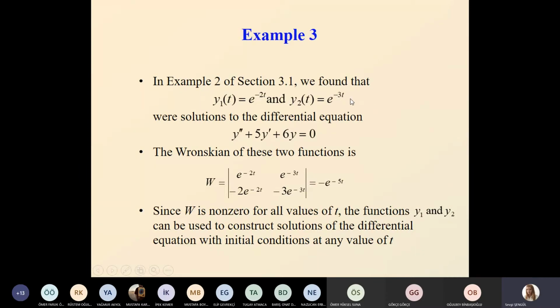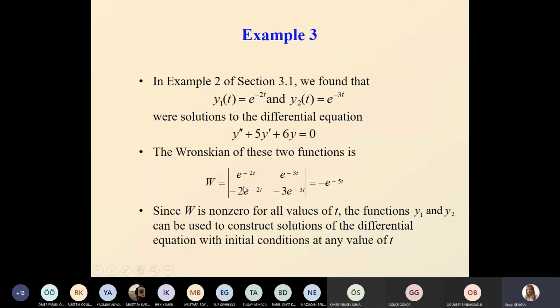How can we check the Wronskian of that? We are writing the solutions here. We are taking the derivatives. What is the derivative of e to the minus 2t? Minus e to the minus 2t. Minus 3 e to the minus 3t.